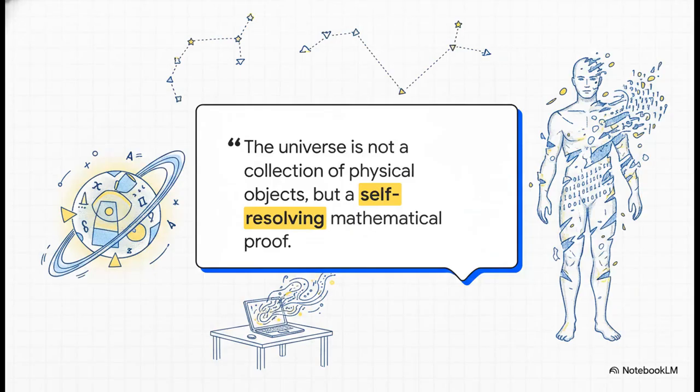Right off the bat, I want you to consider this absolutely mind-bending premise from the source material. The universe is not a collection of physical objects, but a self-resolving mathematical proof. I mean, just let that sink in for a second. Everything around you right now, your desk, the stars outside, your literal body, at the most fundamental level, it might not actually be made of physical stuff at all. Instead, it's pure mathematics, just working itself out in real time.